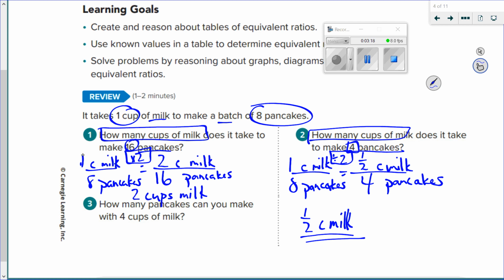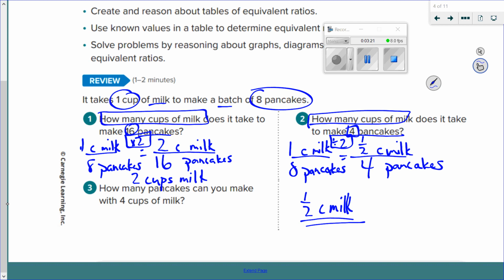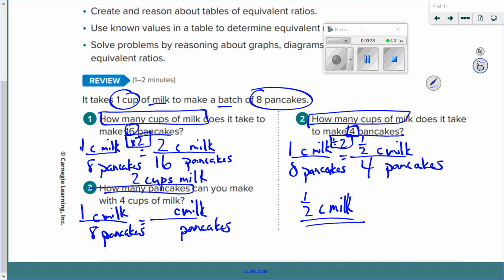Then number 3, our start is the same. 1 cup of milk to 8 pancakes equals cups of milk to pancakes. Then I go to my problem, how many pancakes with 4 cups of milk. So I now have a 4 up here. How do I go from 1 to 4? Times 4. Then I do 8 times 4 and I get 32.